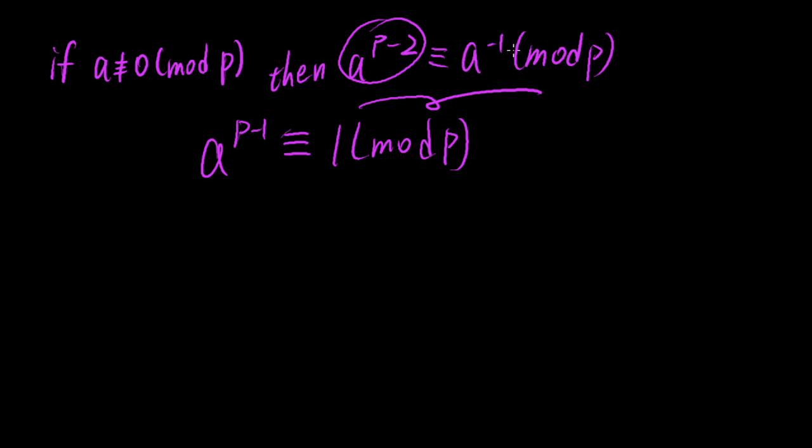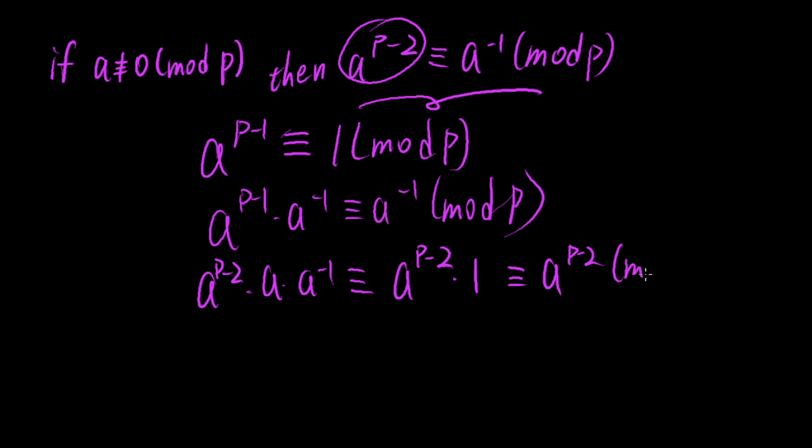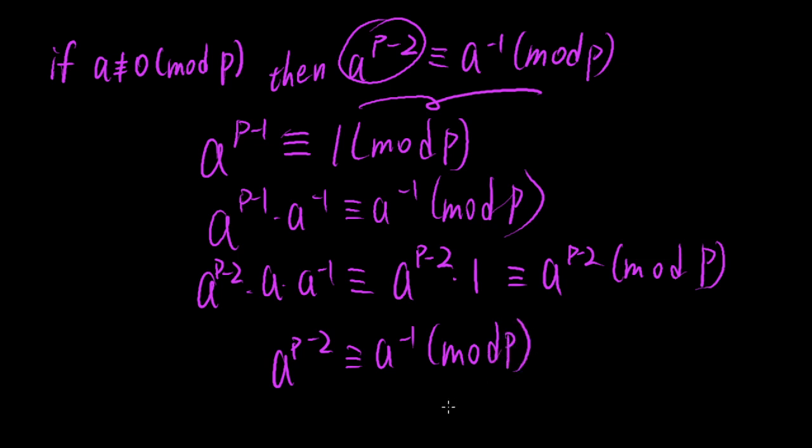And here's the inverse. So if we times an inverse on both sides, we get our result. If you want to write it more strictly, you can say this and this, and a to the power of minus 1, a's inverse, is 1, so essentially it is a to the power of p minus 2. So as a result, a to the power of p minus 2 is congruent to a's inverse mod p.